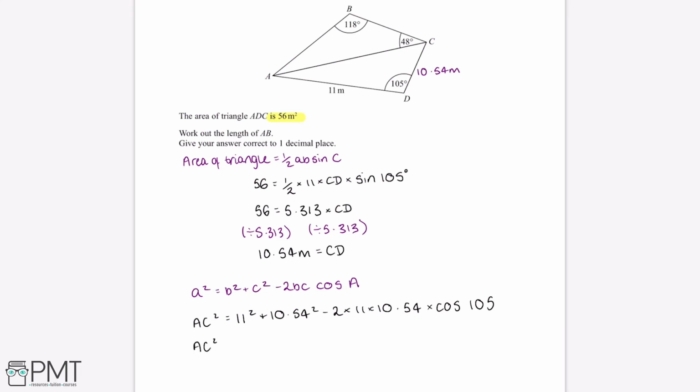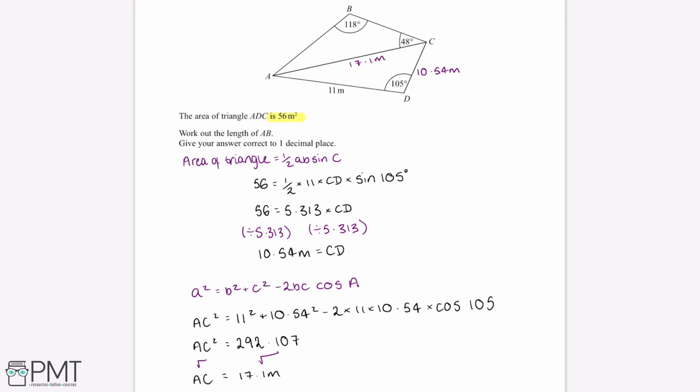And if we put the right hand side of this equation into our calculator, this tells us that side length AC squared is equal to 292.107. And if we square root both sides of this equation, this tells us that side length AC is equal to 17.1 metres. And again we can write this into our diagram.